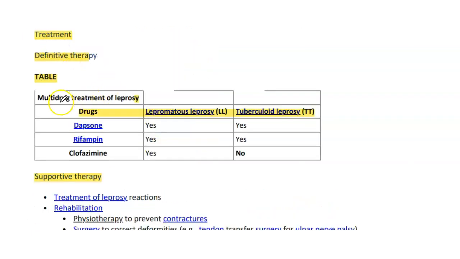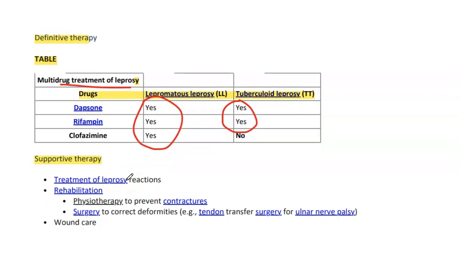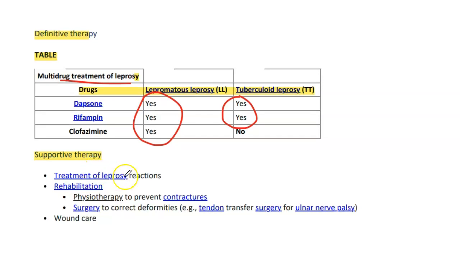In treatment, we have multi-drug treatment for leprosy. For lepromatous, all three drugs are used: dapsone, rifampin, and clofazimine. While for tuberculoid, we can use dapsone and rifampin. For lepromatous, the treatment usually takes about 12 months, while for tuberculoid it takes about 6 months. Then we have supportive therapies for treatment of leprosy reactions and rehabilitation, like physiotherapy to prevent contractures and surgery to correct deformity due to nerve palsies, and wound care.